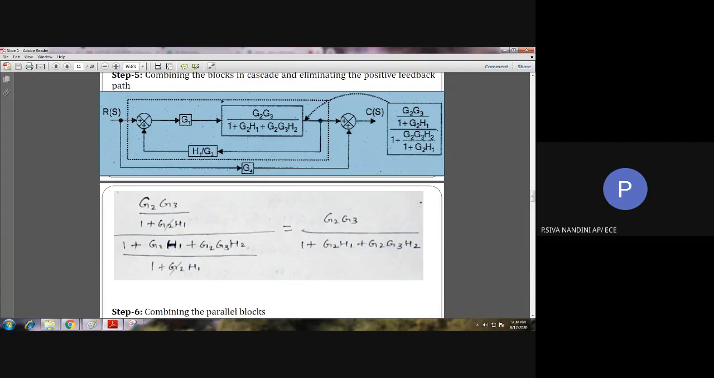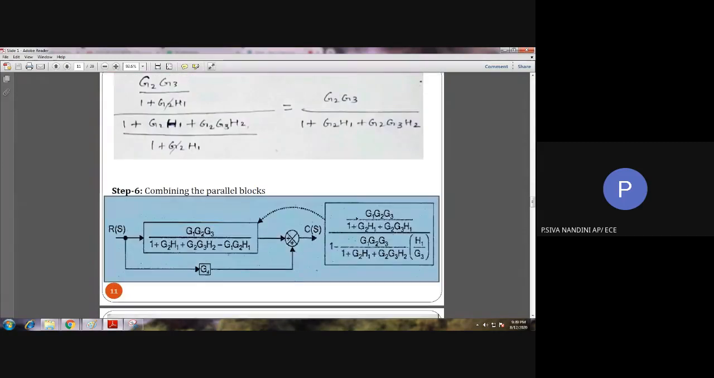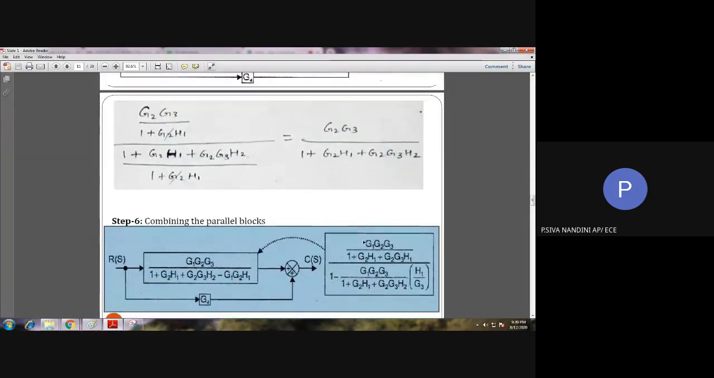After that, we see here again we are having two blocks in series. This G1 and G2 G3 by 1 plus G2 H1 plus G2 G3 H2 are available in series. So combining those series blocks, that is simply multiplying. G1 will be multiplied to this, and after that here we are having a positive feedback loop. So what is the reduction formula for a positive feedback loop? G by 1 minus GH. So substituting the values of G and H, we will be having like this.